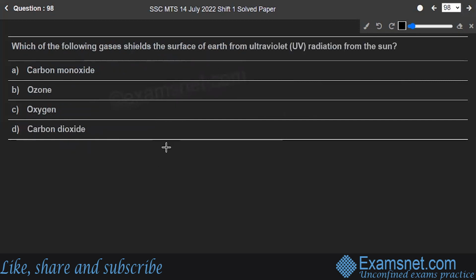Next, question number 98. Which of the following gases shields the surface of the earth from ultraviolet radiation from the sun? Carbon monoxide, ozone, oxygen, or carbon dioxide? See, it is option B, ozone. Ozone is an inorganic molecule with the formula of O3. It is a pale blue gas with unpleasant odor.